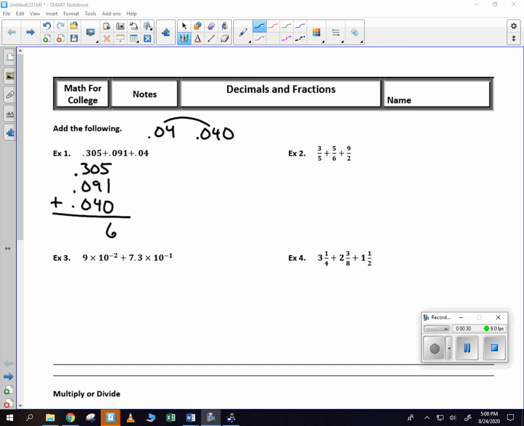We add it up, we get a 6. 13, carry the 1, and I get 4. And you put the decimal point wherever it is there in that situation. So 0.436 is your answer. Okay.